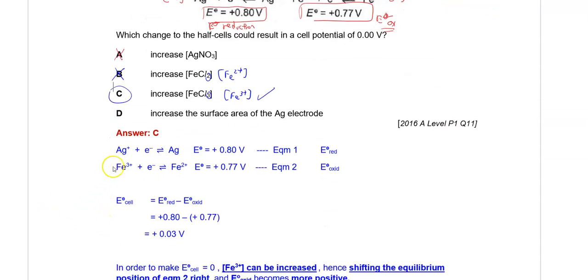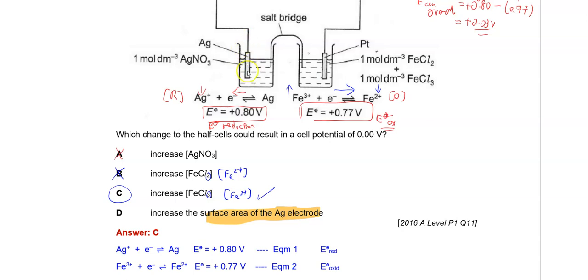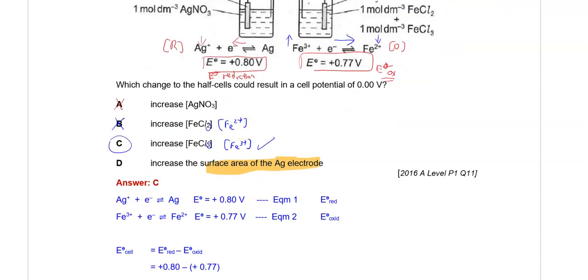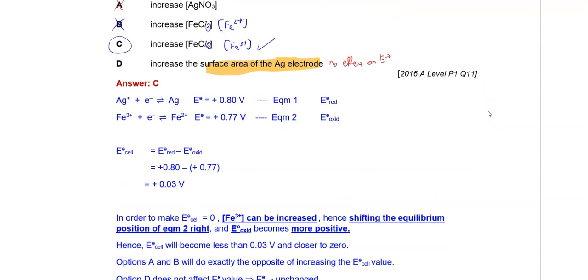Okay, and then of course, last but not least, changing the surface area of the silver electrode, the size of the electrode, will not change E0. Okay, so there's no effect on E0. Okay, and therefore C is the answer. Okay, and that's it for question 10 and 11.